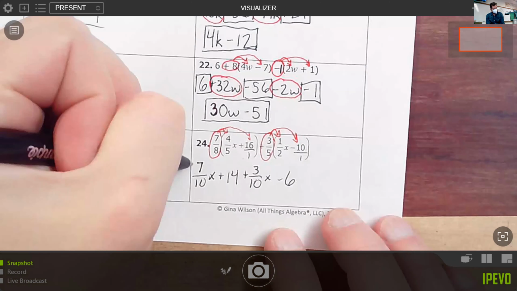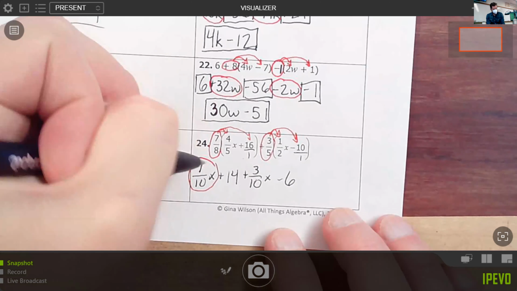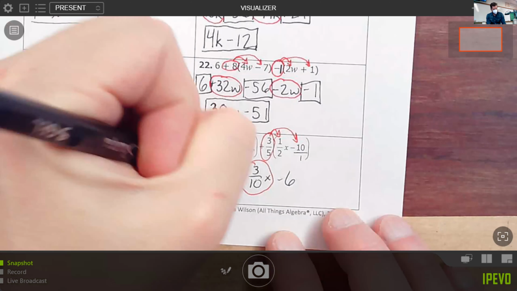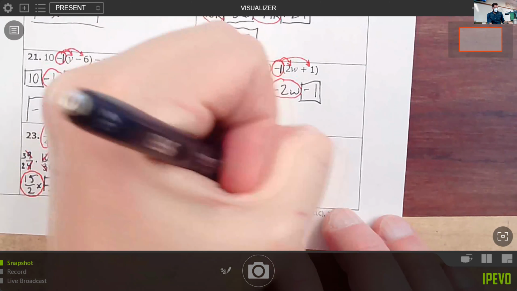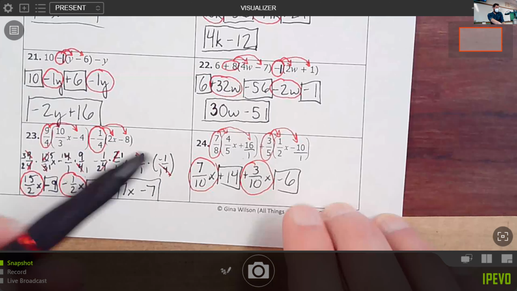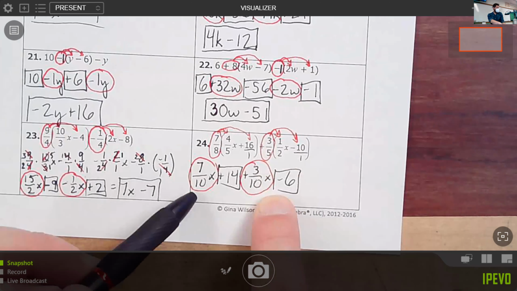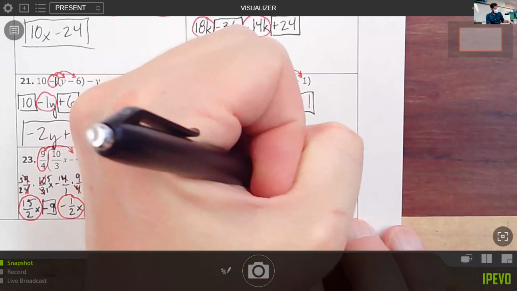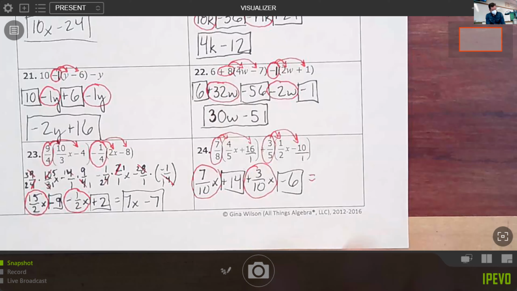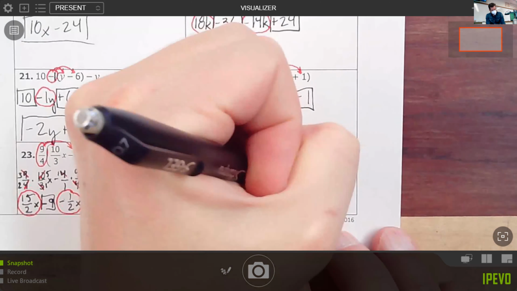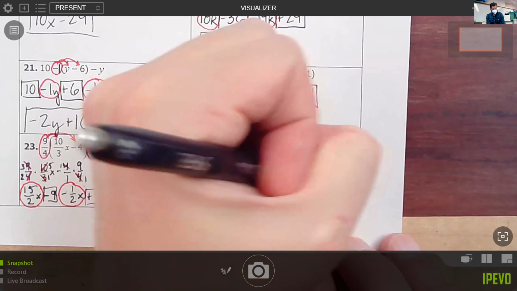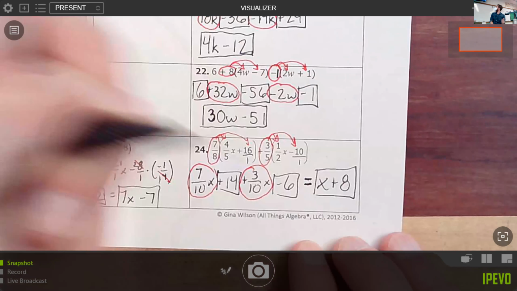We have 7/10 x plus 3/10 x, and then 14 minus 6. 7 plus 3 is 10. 10 over 10 is 1. 1 times x is just x. So this equals x, or 1x, and then 14 minus 6 is 8, x plus 8, or 1x plus 8.